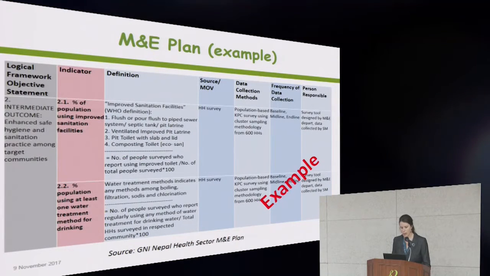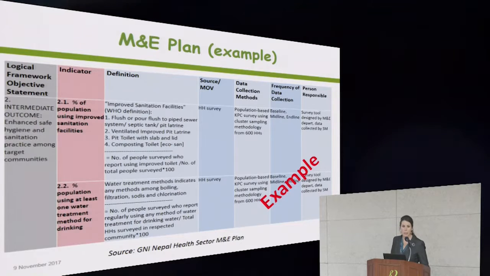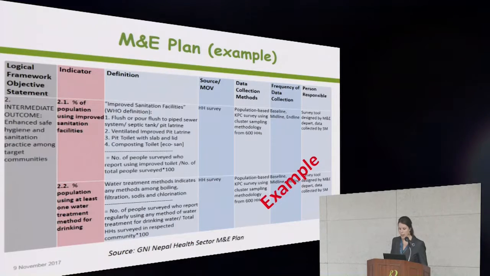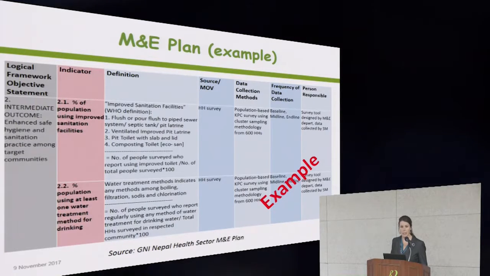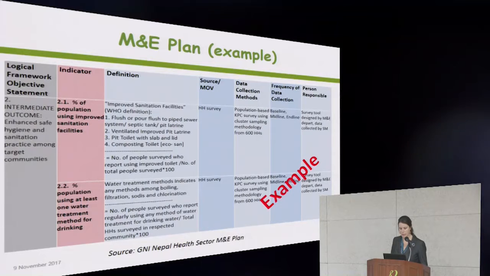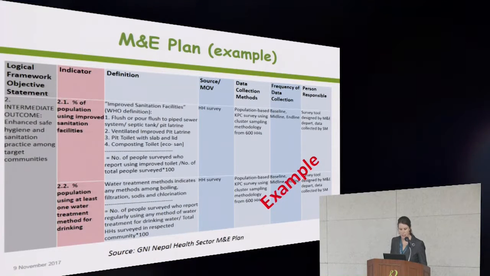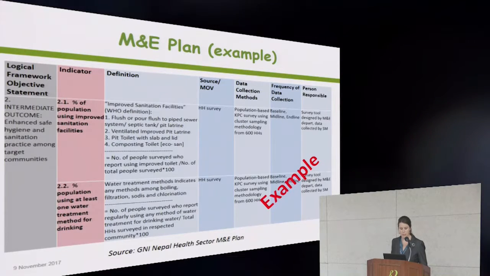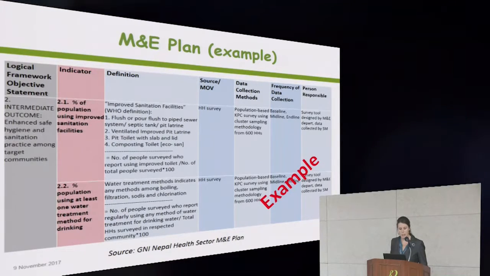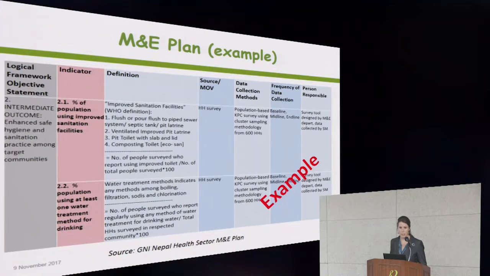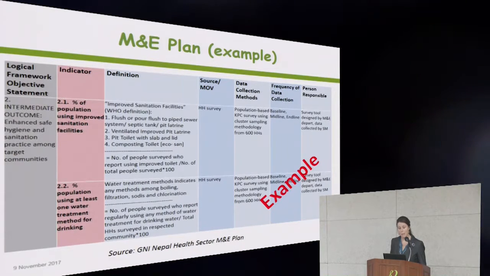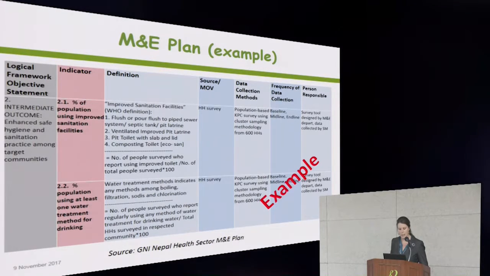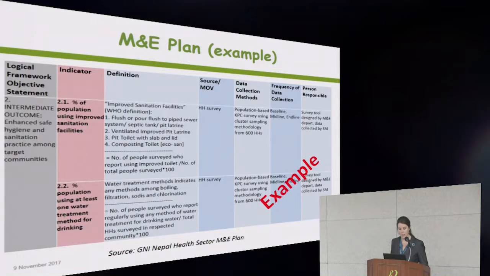So here's an example of a piece of an M&E plan from GNI Nepal's health sector. And you can see the level of detail that you need to clarify in this plan. For example, let's say our indicator is % of population using improved sanitation facilities. You'll notice that you have to define improved sanitation facilities. Not everyone will have the same understanding of an improved sanitation facility. So we need to define it, and they've gone and defined it in detail here.